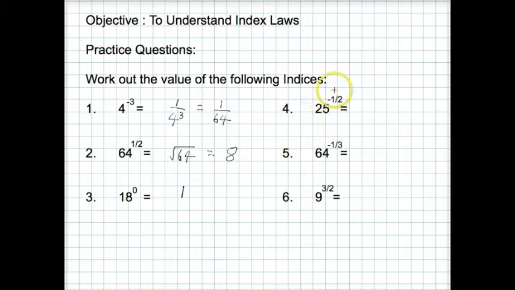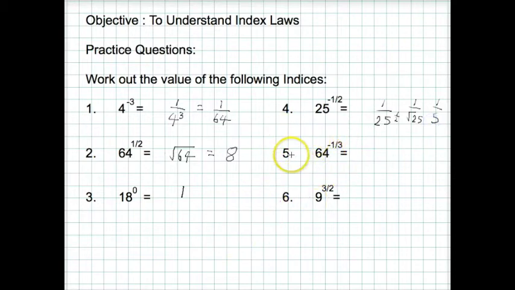Question 4. We've now got 2 index laws in one here. We've got a negative power and we've got a fractional power. So if we start off and deal with the negative, that's going to put it as 1 over 25, and the negative half becomes positive half. 1 over 25 to the power of a half. The power of a half is the same as the square root of that number. So this then becomes 1 over the square root of 25. And the square root of 25 is 5. So our answer becomes 1/5.